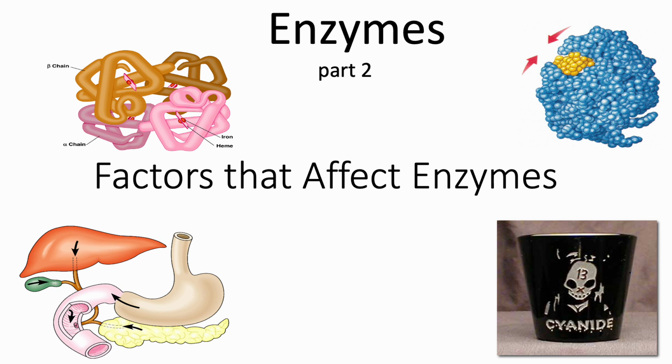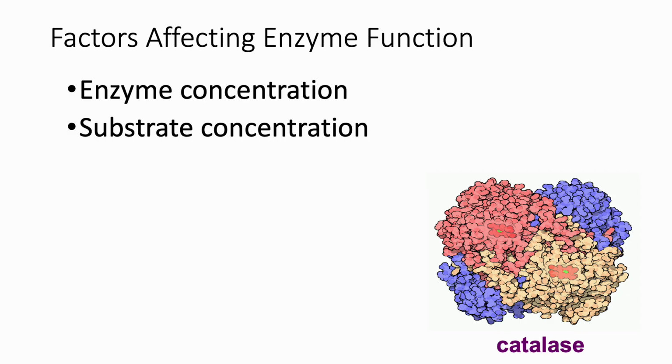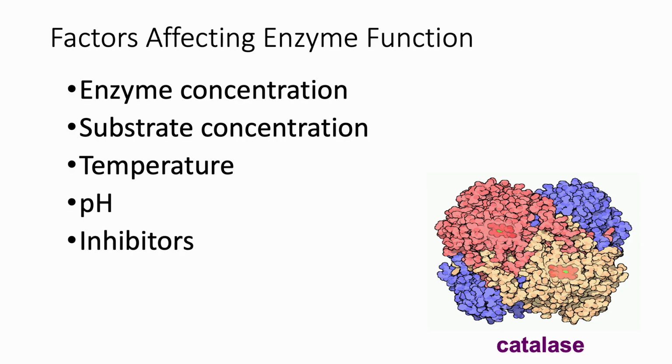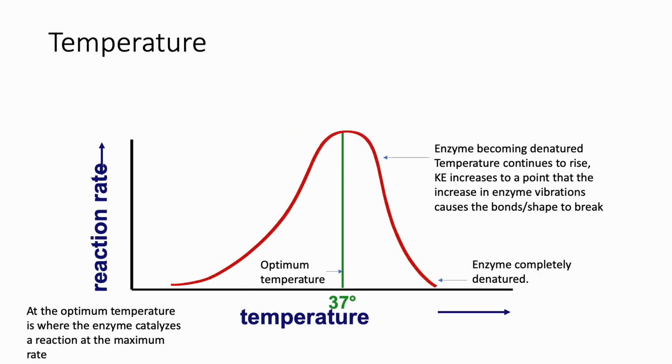Okay, for part 2 of enzymes, we're going to look at different factors that affect enzymes. Enzyme concentration, the substrate concentration, the temperature, pH, and different inhibitors. Taking a look at temperature, there is an ultimate temperature at which the enzymes work for humans, and that's at 37 degrees Celsius, which is approximately average body temperature.